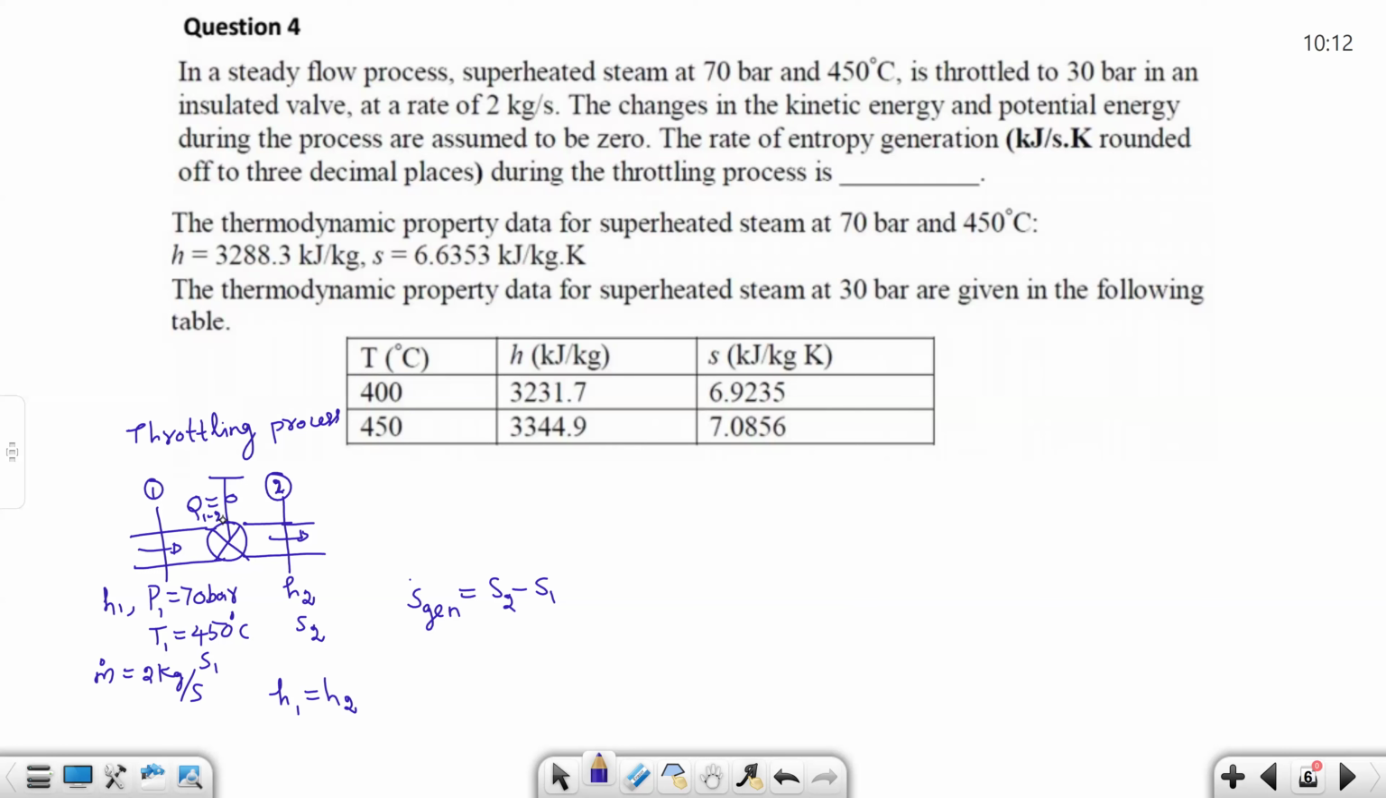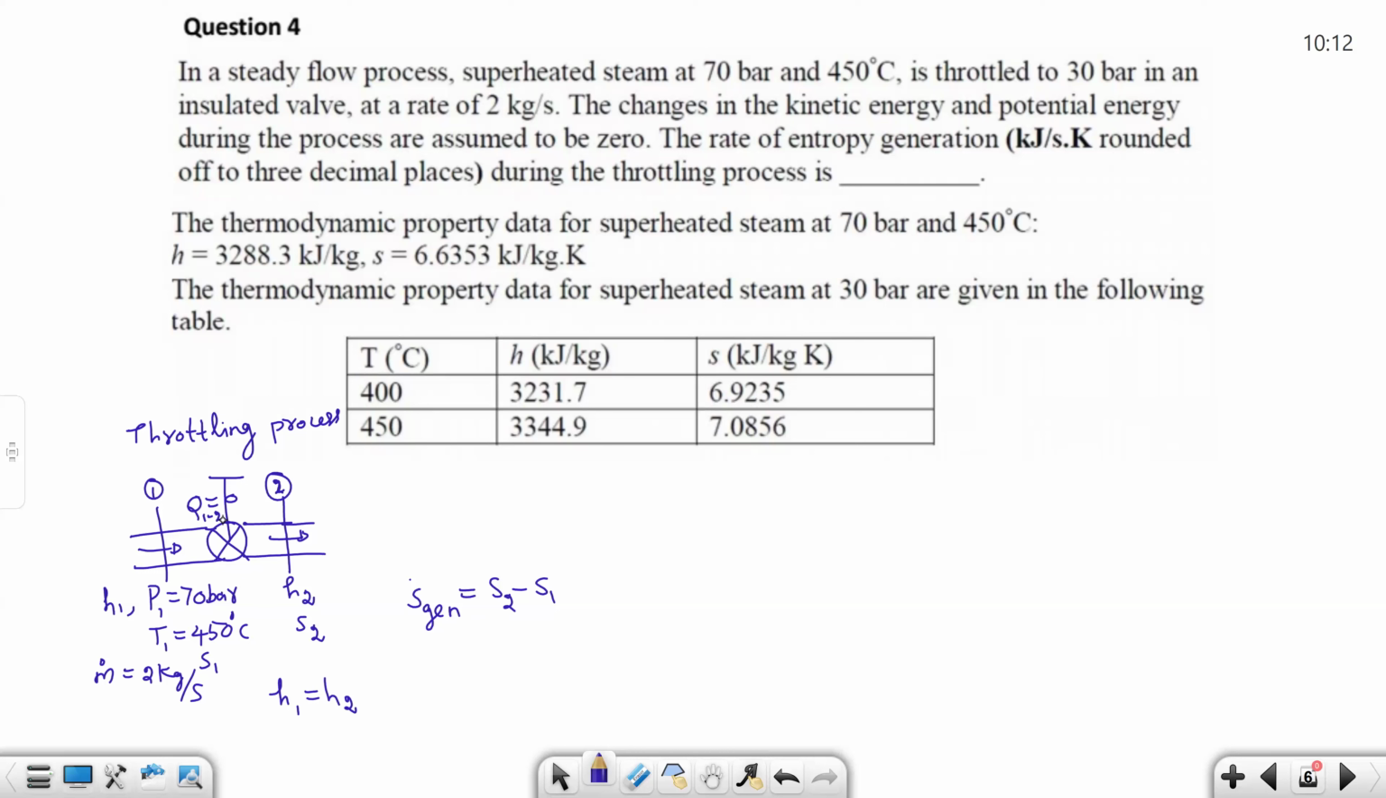Okay, so entropy can come into the system two ways. One is entropy transfer, another is entropy generation. Since there is no heat transfer, there is no entropy transfer. That means only entropy generation, which is due to the irreversibility of the process, because throttling is an irreversible process. So we need to find out this.